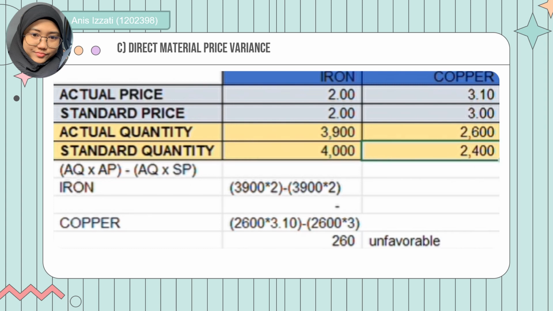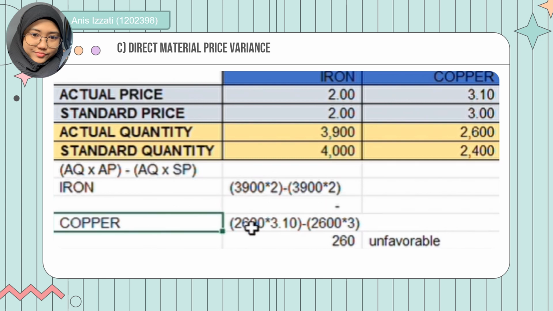To calculate direct material price variance, the formula is actual quantity times the actual price, and then another one is actual quantity times the standard price. Right. So we calculate first for the iron. We insert the amount in the formula and we will get 0.